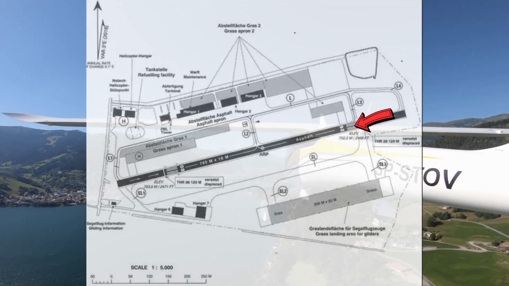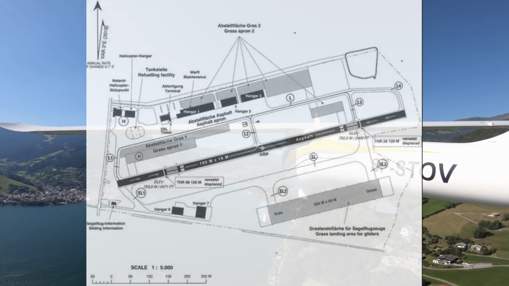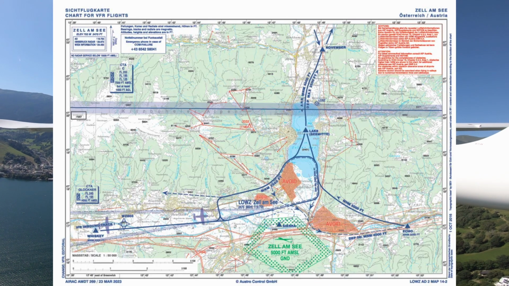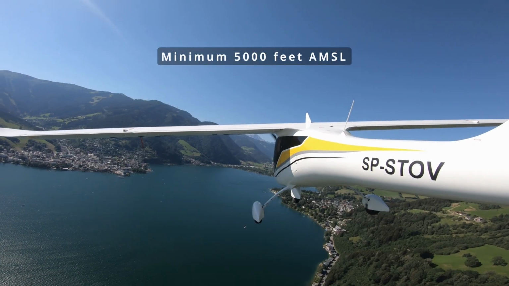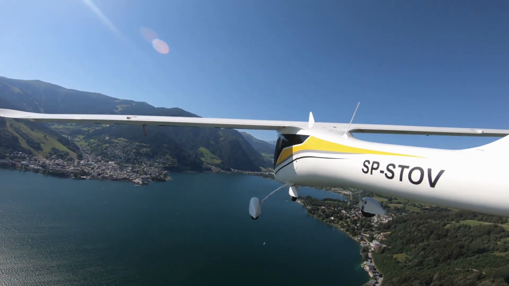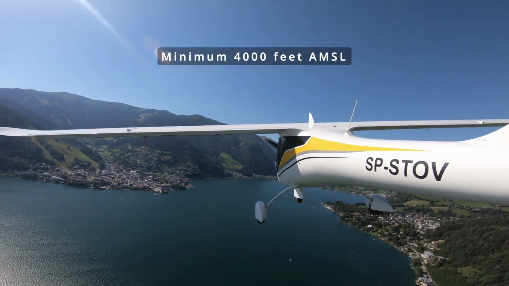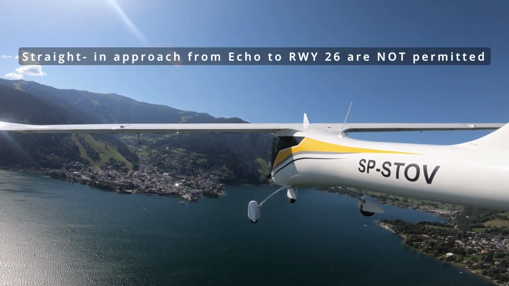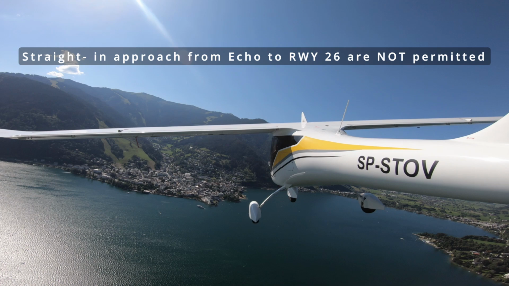If you want to land on runway 26, you need to fly from Echo along the arrival route to November at a minimum altitude of 5,000 feet. From November, fly back to Lake at 4,000 feet or higher and enter the traffic circuit. Remember that straight-in approaches are not permitted.